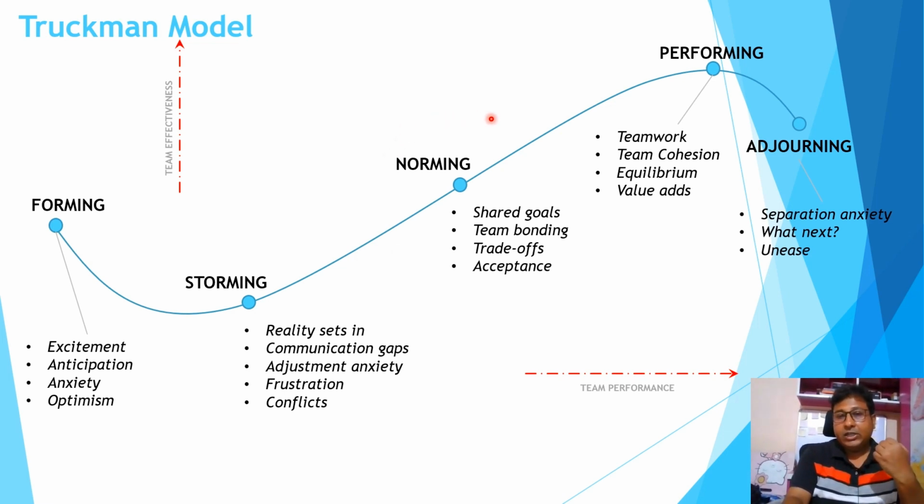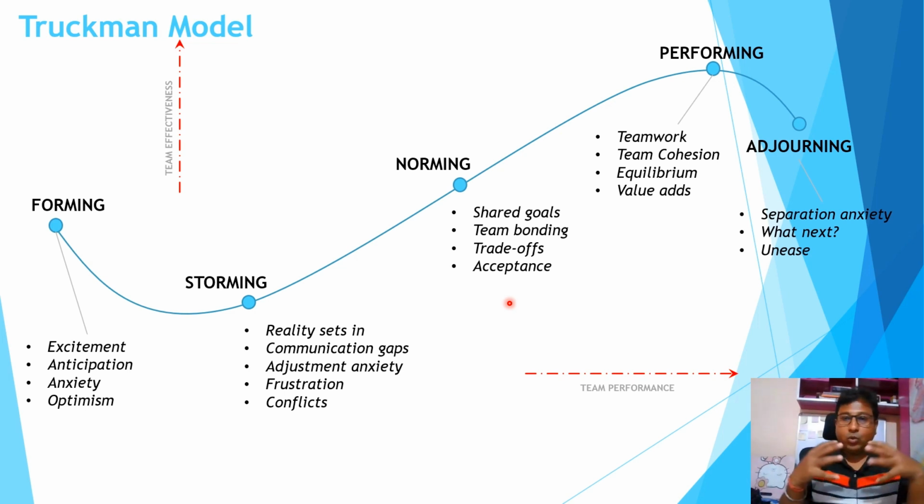After doing that you will get into the norming stage, where the team will start understanding the shared goal. The team can only be successful if the goals are shared, right? Team bonding needs to be built up, and the conflicts need to be reduced as much as possible. Then there need to be some trade-offs: if something needs to be prioritized, then some other piece needs to be deprioritized. That level of understanding and communication has to happen within the team, and there should be acceptance among all the team members along with the other stakeholders.